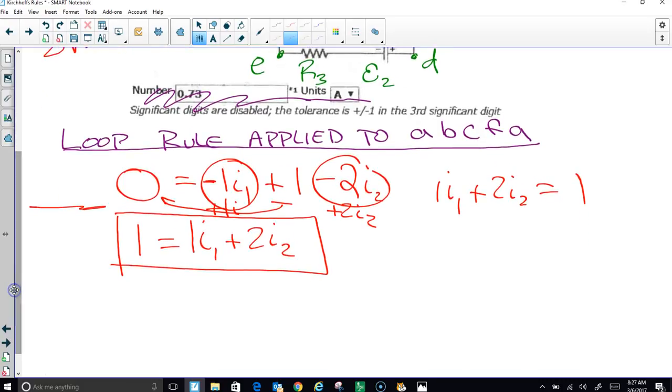We get one more equation. We should be good to go. So let's pick another loop, shall we?